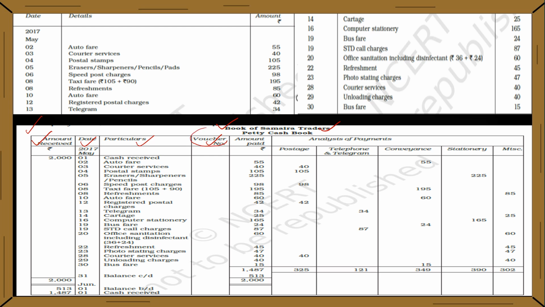This we cannot fill now because we are not writing from the voucher. In actual business, we will be writing the voucher number. Then amount paid and analysis of payments. So we saw some columns to be opened, so those columns should be opened. Five columns we saw for this problem: postage, telephone and telegram, conveyance, stationery and miscellaneous expenses. First, here you write the month, May 2017.